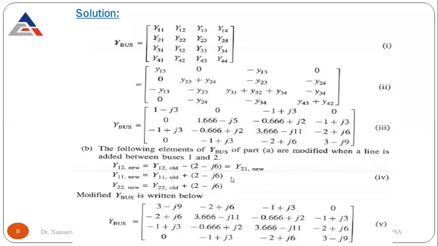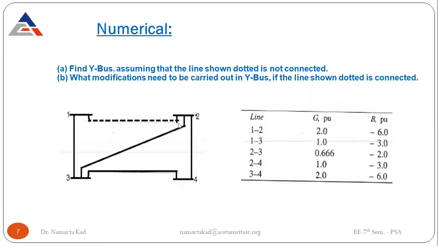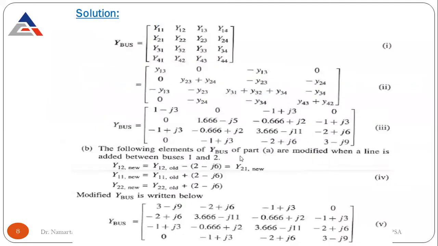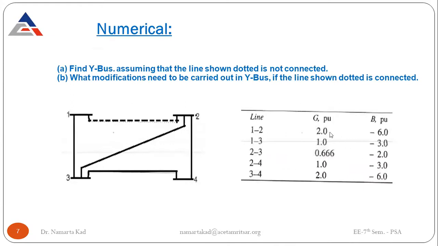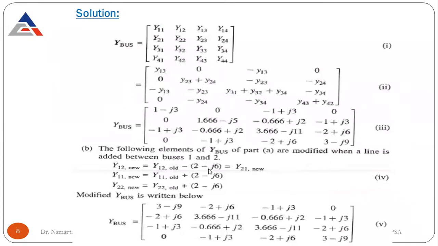But now for the B part, the question is what happens if this dotted line is added. Here you have to apply the step-by-step method. If this dotted line is added to this network, which entries are going to be affected? The Y11, Y22, Y12, and Y21 entries. The following elements of YBUS of part A are modified when a line is added between buses 1 and 2. So what is Y12 new? It is Y12 old minus the admittance of this new line, that is 2 minus j6. This is equal to Y21 also.